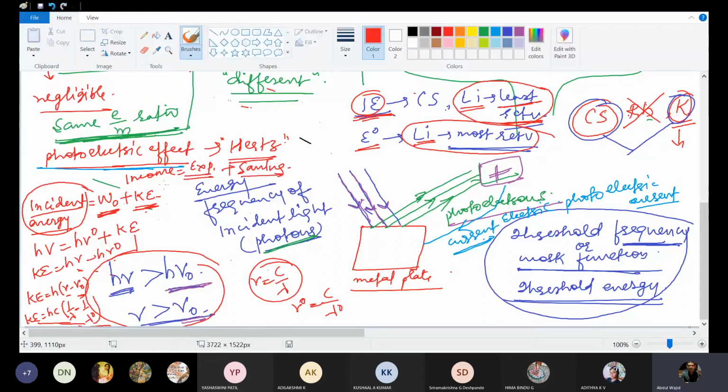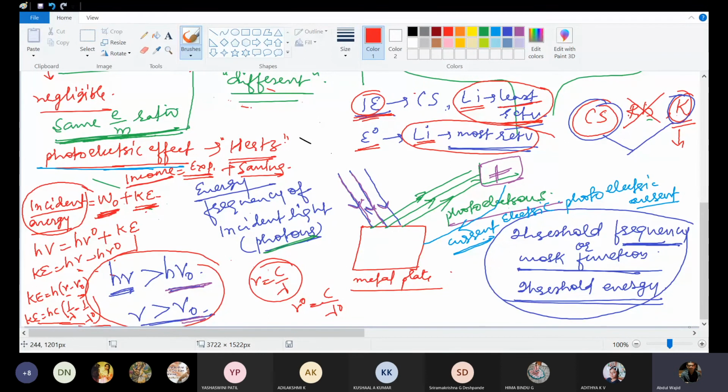So some part of the energy will be spent on the photo ejection of the electron from the metal surface. That is called work function, and the rest will be used for increasing its speed, that is kinetic energy. Some part of the incident energy is used in taking out the electron from the metal surface, and the rest of the energy is used for increasing the speed of the electron.